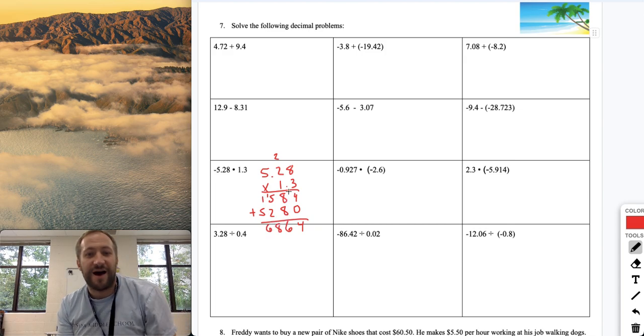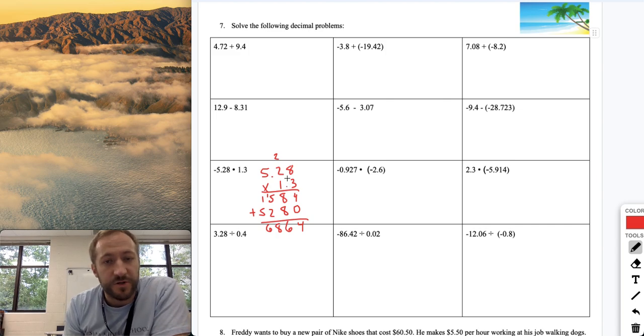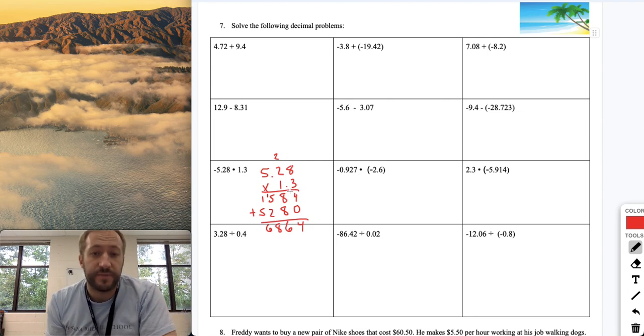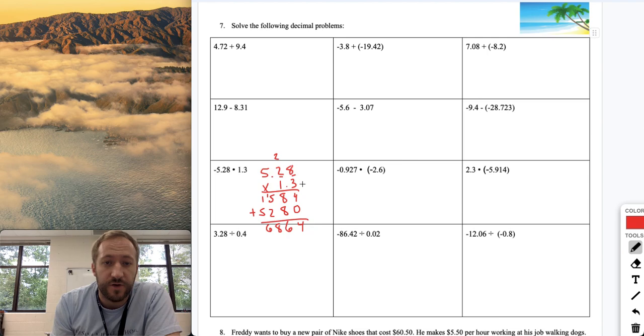Now, I have to figure out where my decimal is going to go. The way I figure out where my decimal goes is I'm going to look at my problem and see how many numbers are behind a decimal. So in this problem, I've got 1, 2, 3 numbers behind a decimal. I want 1, 2, 3 numbers behind a decimal in my answer. Now I have to see if my answer is going to be positive or negative. I have a negative number times a positive number. That's going to give me a negative answer. This is my answer right here.